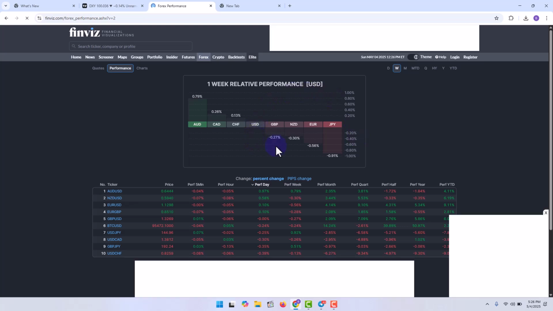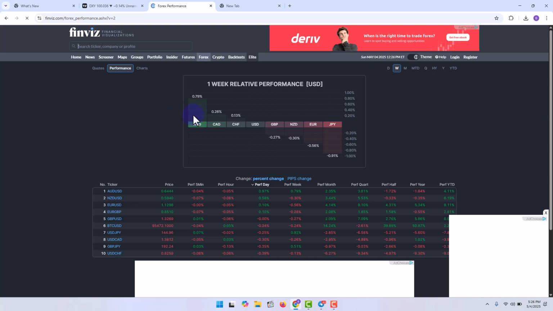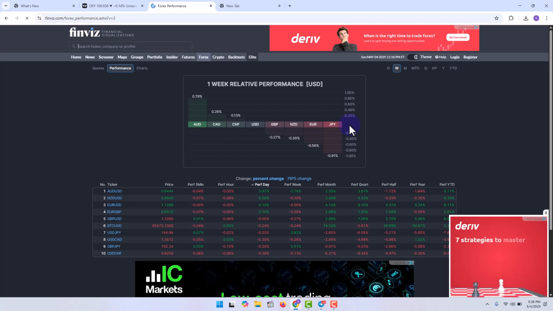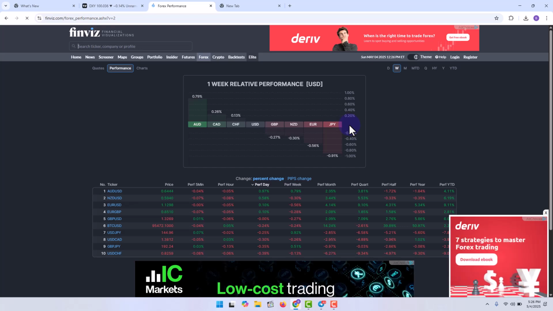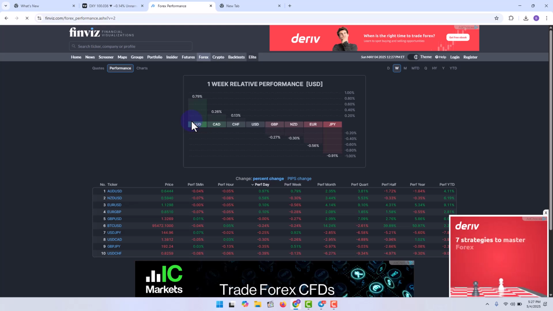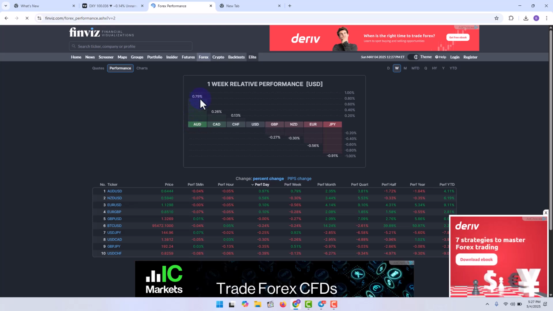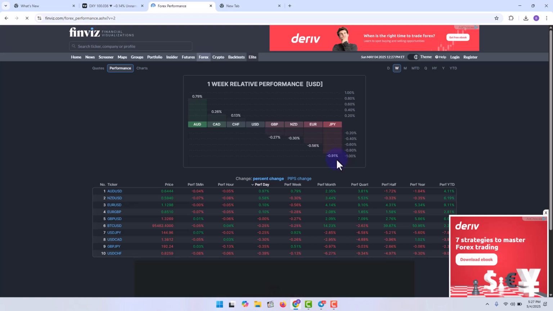Then your only responsibility here is to pick up a strong currency by the left and match it up with the weakest currency by the right. That way you have an effective currency pair that's going to deliver better during the week. All right, so during the just concluded week, we saw that the AUD has the strongest strength of about 0.79%, while the JPY was the weakest currency.